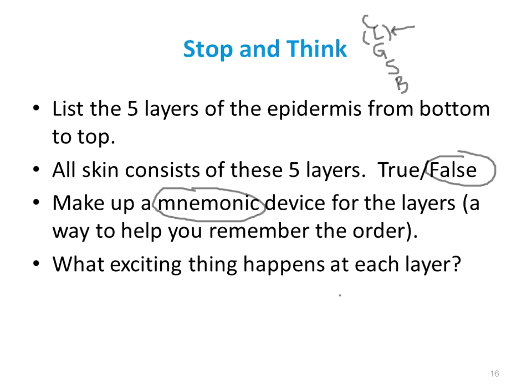And back to the layers, what exciting thing happens at each layer? Basale, cell division. Spinosum, phagocytosis of melanin granules by the keratinocytes. So that's bringing color into all the keratinocytes. Granulosum is where we start to have death occur in those cells. Lucidum, not really much happening there. It's a protective layer, just like the corneum is a protective layer.